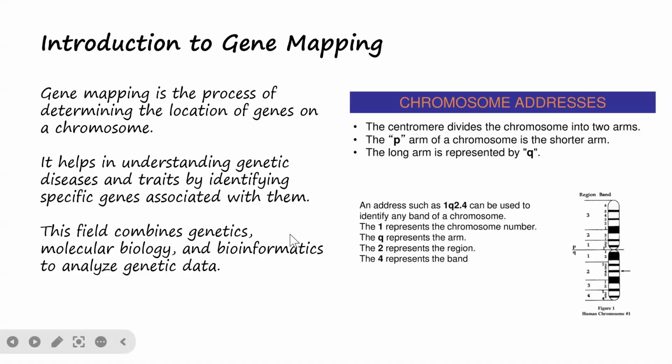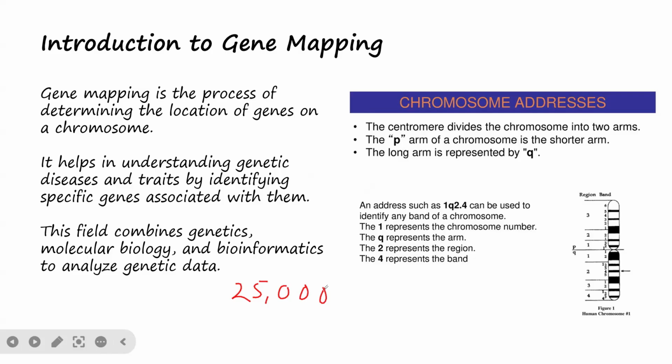What is gene mapping, ladies and gentlemen? Gene mapping is a process of determining the location of genes on a chromosome. We know that in humans there are over 25,000 genes, and each of these genes is responsible for producing a specific protein. You can know the location of a gene on a chromosome through a process of gene mapping.